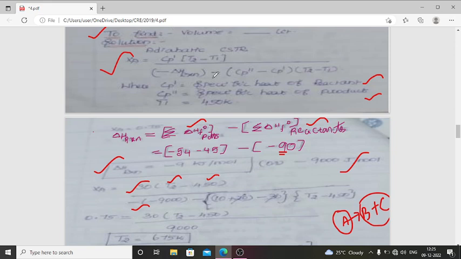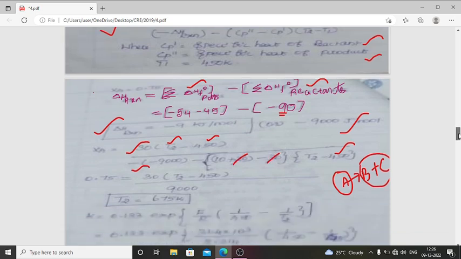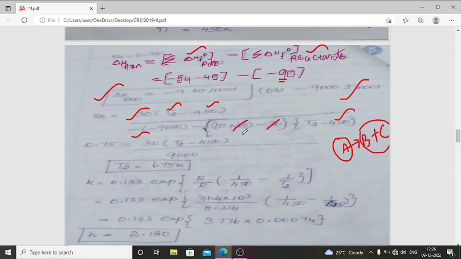Minus Cp dash. Cp dash is the specific heat of the reactant, that is 30, into T2 minus T1. T2 is unknown, 450 is the T1 value. So here in the numerator part, 30 into T2 minus 450, whole divided by. So here the 30s are cancelled. This is plus 30, this is minus 30. That is 0, so this term you don't worry. So here minus, minus, plus 9000.